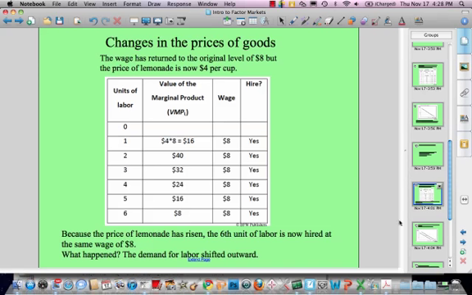Let's look first at the change in the prices of goods. So let's assume that the wages return to the original level that we had talked about. I believe that was 4.